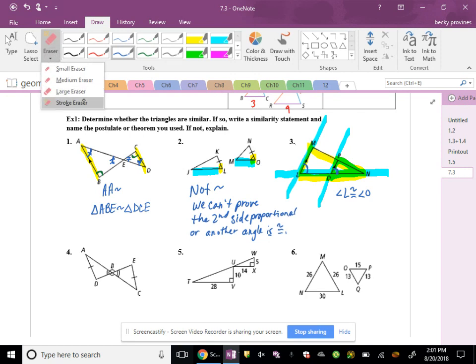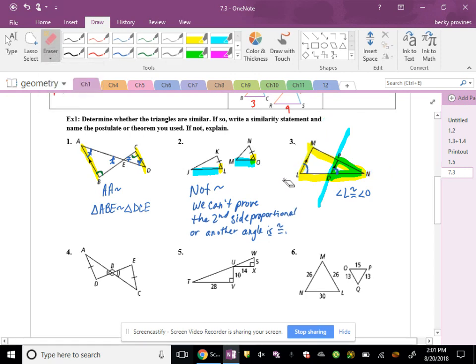So let's go back and let me erase some of these lines. All right. So when there are two triangles here, do you guys notice that the green triangle and the yellow triangle both have angle N in common?